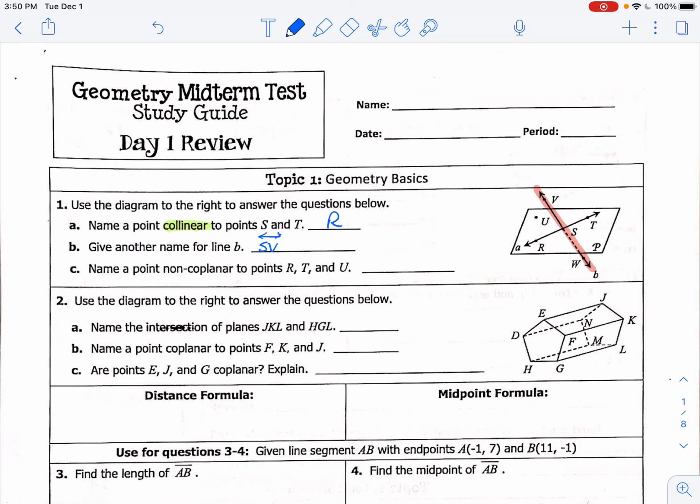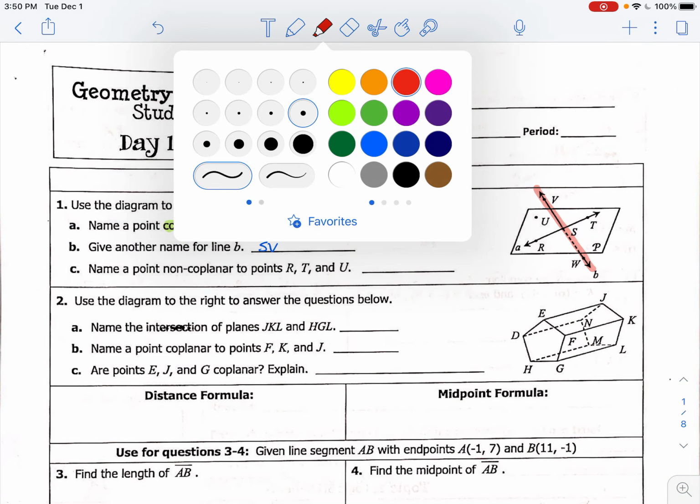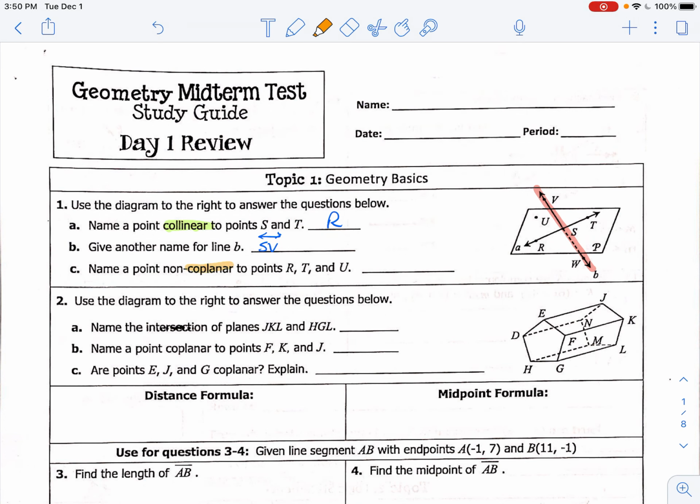Name a point non-coplanar. All right, the vocabulary here is coplanar. Coplanar means they're on the same plane. We want a point that is not on the same plane as points R, T, and U. So R, T, and U are on this flat plane here. So we would need either point V, which is above, or W, which is below. So we can say V or W.